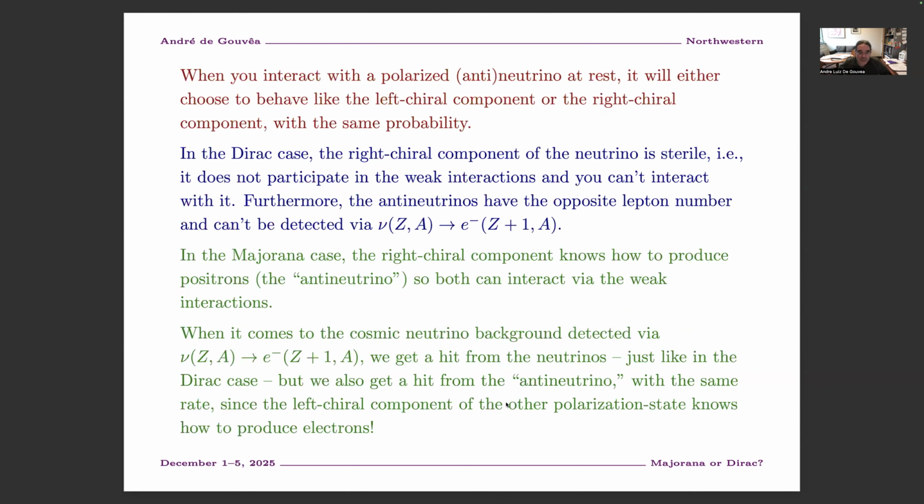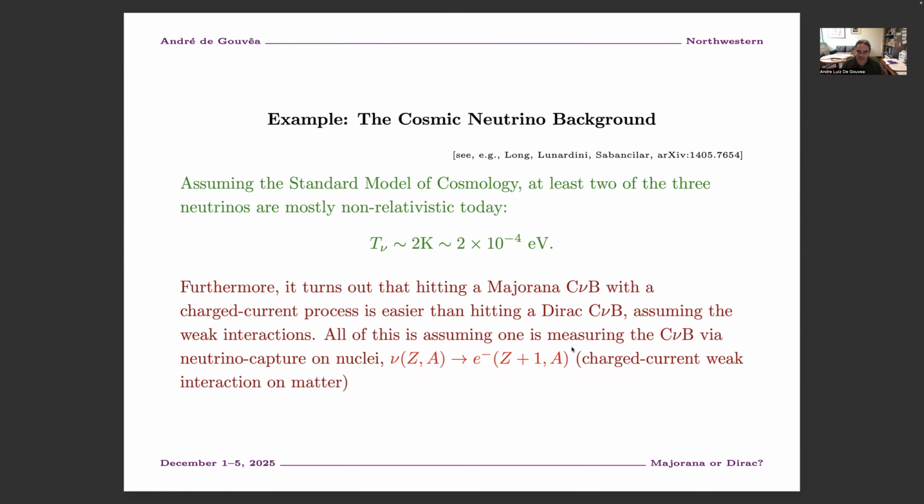Now let's ask the question about what happens if the neutrinos are Majorana versus Dirac. And this is a big slide, so let me talk about just bits and pieces of it. And the idea is the cosmic neutrino background is made out of two components. One component that has left-handed helicity and another component that has right-handed helicity. Okay? So we're going to try to measure these neutrinos via this reaction here.